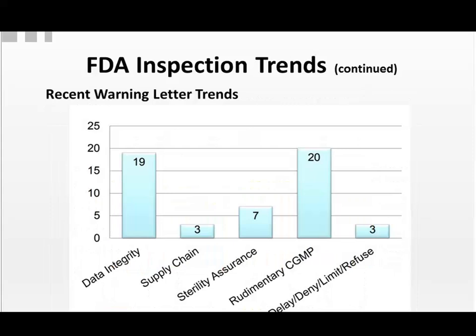But note that most of the recent warning letters relate to two very key areas. Data integrity, 19 is the value assigned to that, and rudimentary current good manufacturing practices, 20. So that's basically the predicate rules and data integrity issues. These are of critical importance, especially when you're dealing with computer systems.